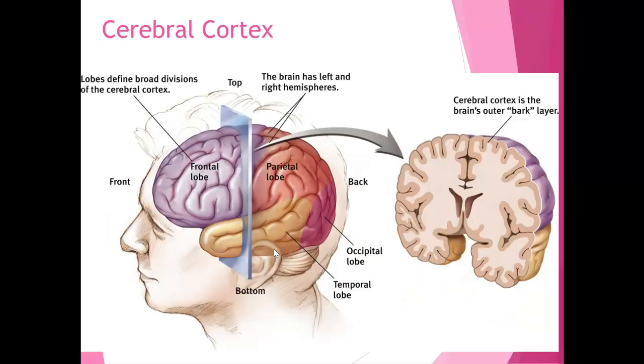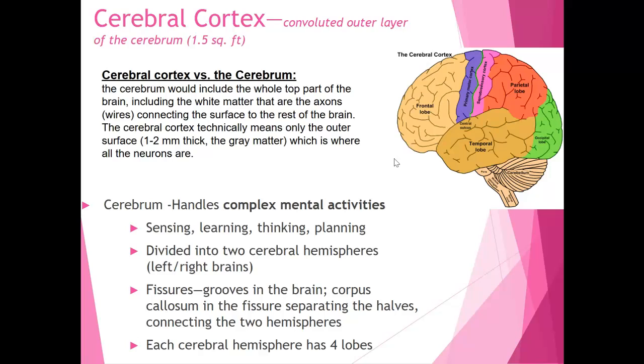The cortex is divided into 4 lobes. The cerebral cortex is that outer layer of the wrinkly area. The cerebrum is just below that. The cerebrum is all the complex mental activities. The cerebrum has fissures. Fissures are all the grooves between the wrinkles of the brain. A serious bum, the cerebrum, is where complex thinking happens. I'm a serious bum, cerebrum.